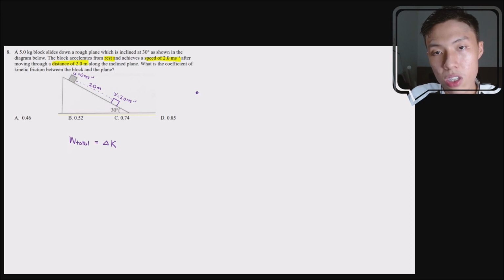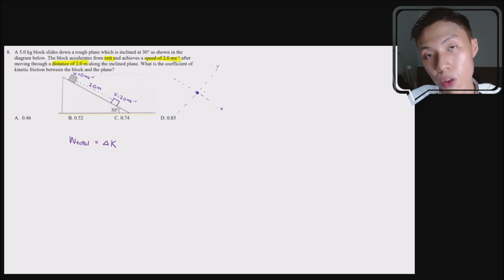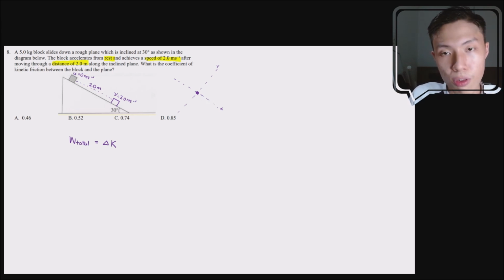We use this dot here to represent the object, and we will draw two axes, one axis along the inclined plane and one axis perpendicular to the inclined plane. So let's call this y, let's call this x. Then we will ask ourselves the 5 questions in order to determine the forces acting on the object. The first question is whether the object has mass or not. Yes, it's a 5 kg block, it has mass, therefore there will be weight pointing downward.